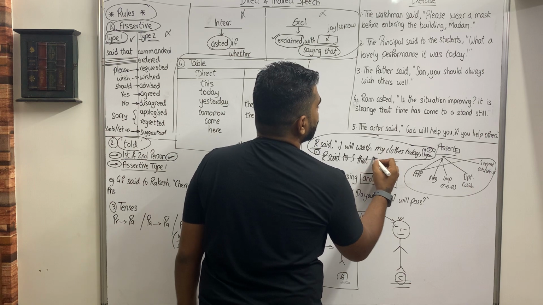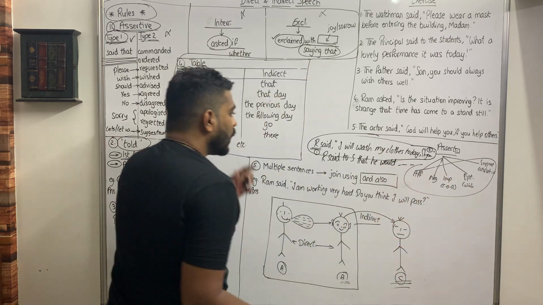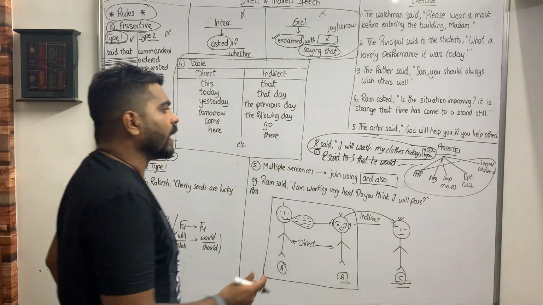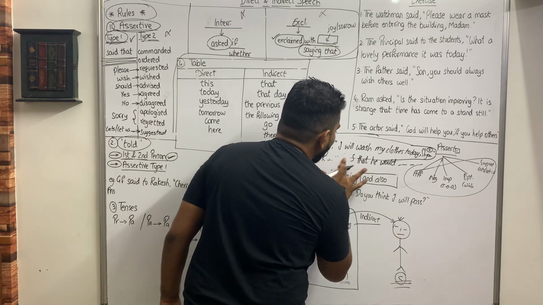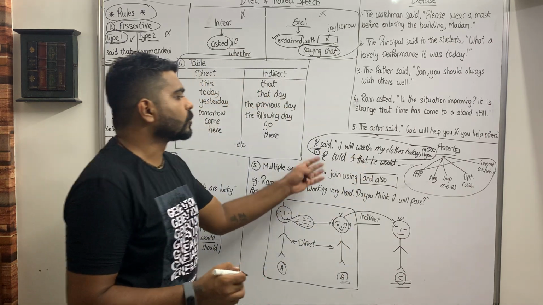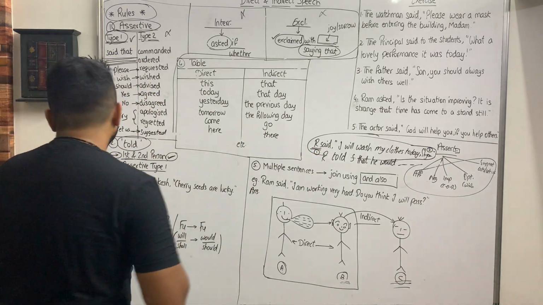that he would wash his clothes and so forth. Now because it belongs to assertive type 1 and both first and second person are there, said to becomes told. Ram told Shyam that he would whatever. Okay, I hope this is clear to all of you.